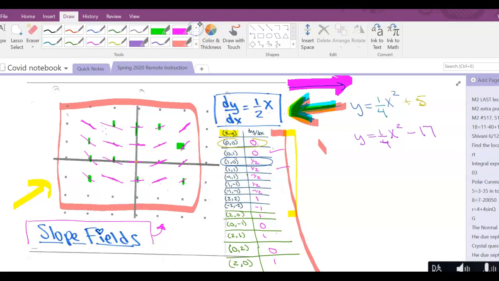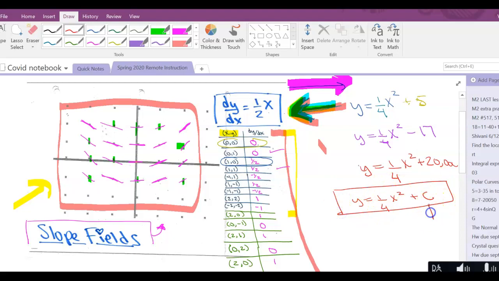And then maybe Madison, she's quiet, but she has some pretty scary thoughts. Maybe she's saying, why couldn't it be 1/4 x squared plus 20,000? And it could be that too. In fact, when you think about it, y, the function, could be 1/4 x squared plus any constant. I'm going to write down here, y could be 1/4 x squared, and I'm going to say to the reader, plus c, where c can be any constant.